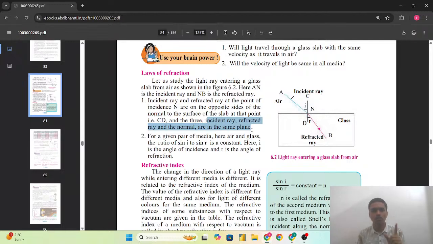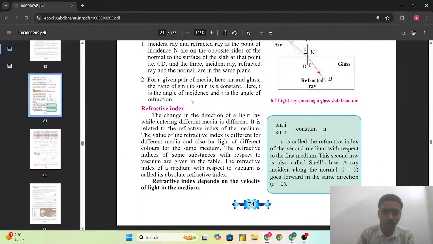This is the first law of refraction, and the laws of refraction are the most important. We have to remember this, as it will definitely be asked in many exams. It is also important for solving numericals. For a given pair of media, here air and glass, the ratio of sin i to sin r is constant. Here i is the angle of incidence and r is the angle of refraction.